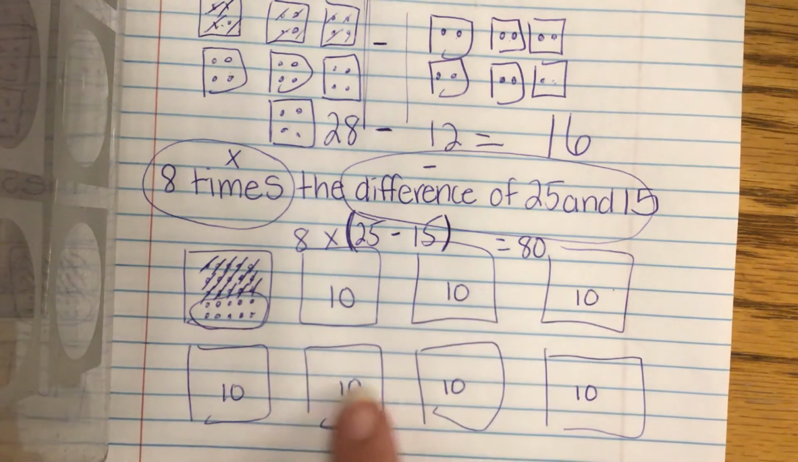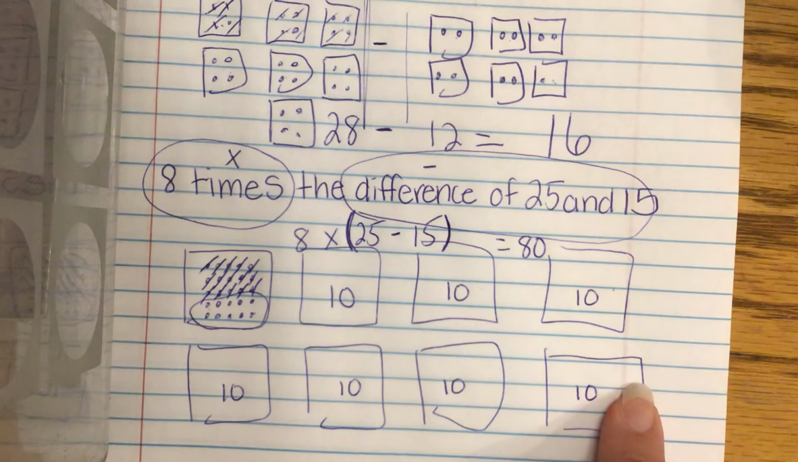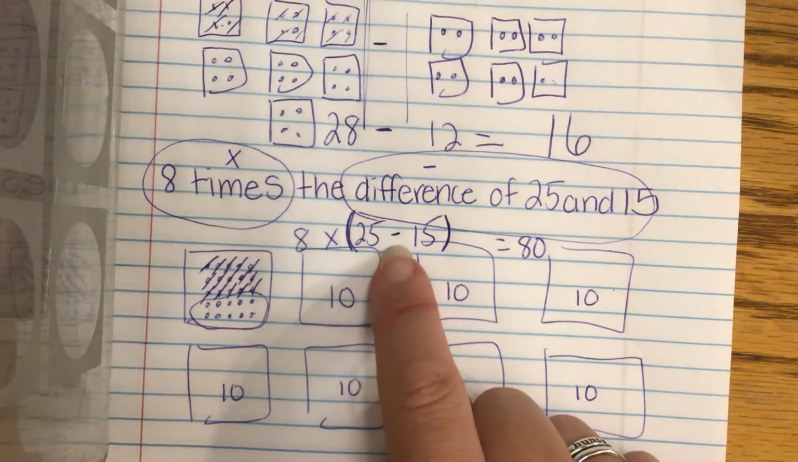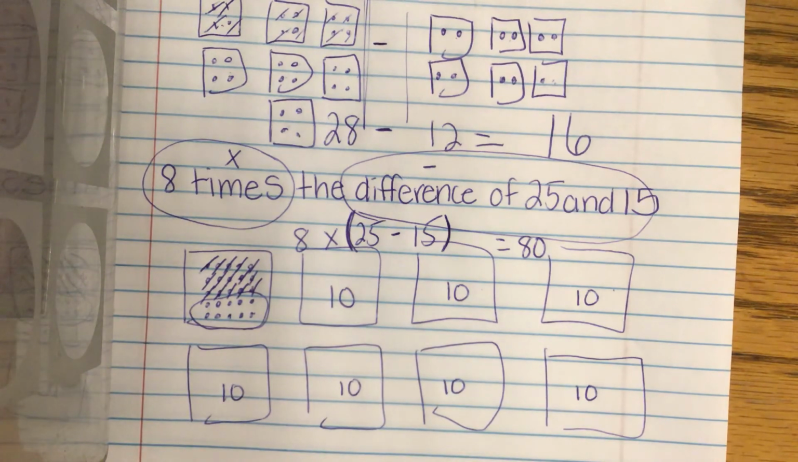Okay, so I drew a model. 8 groups, I had to do it 8 times, so that's why I put 8 boxes. And inside of each box, I did this. All right, so we're going to practice some more of this in groups tomorrow.